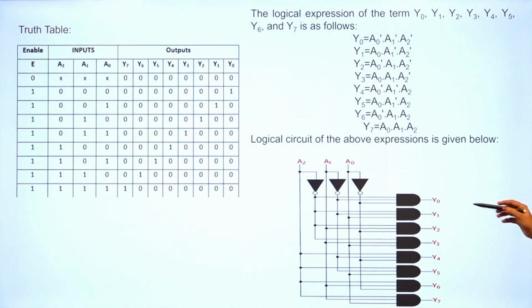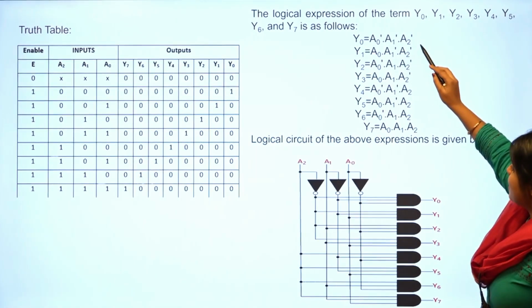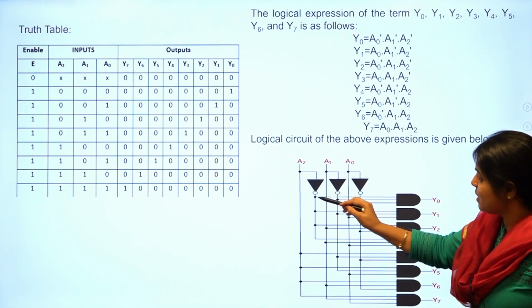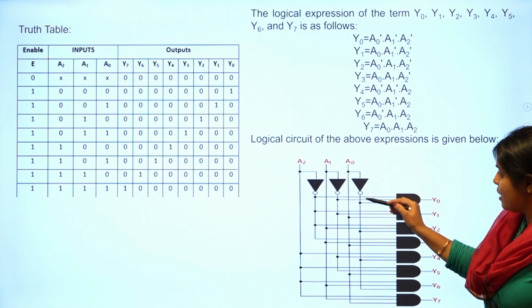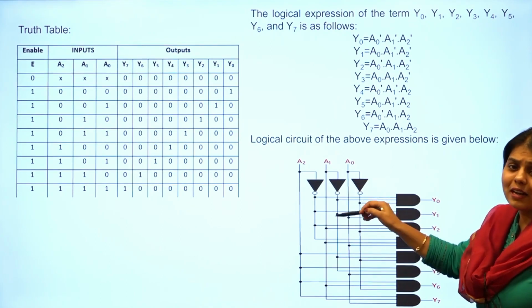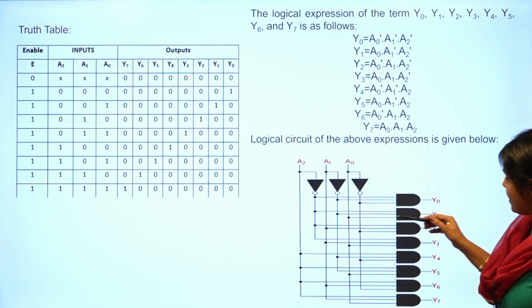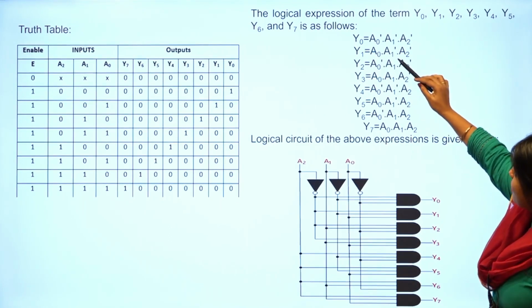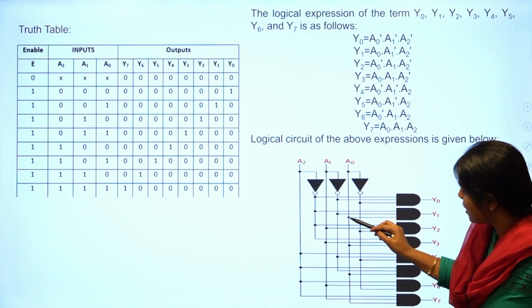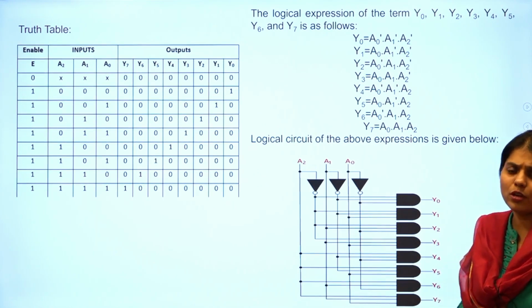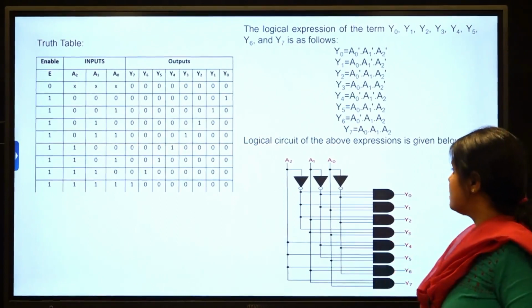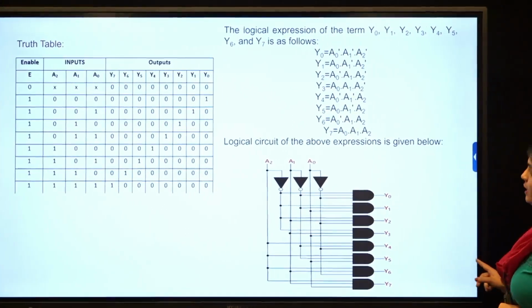As you can see, Y0 is A0 bar, A1 bar, A2 bar. So I have taken the A0 line, A1 line, A1 bar line, A2 line, A2 bar line with an inverter, wherever the required points. Y1 is A0, A1 bar, A2 bar. You can also add enable input as common to all the logic gates. So this is the logic diagram for the 3 to 8 decoder.